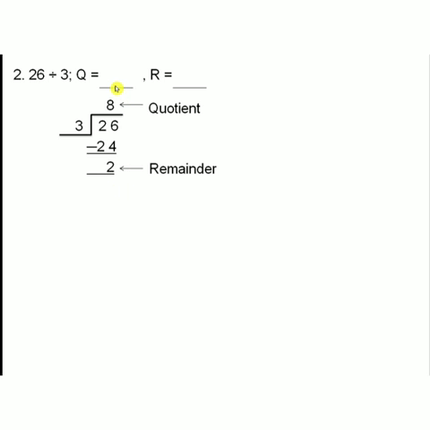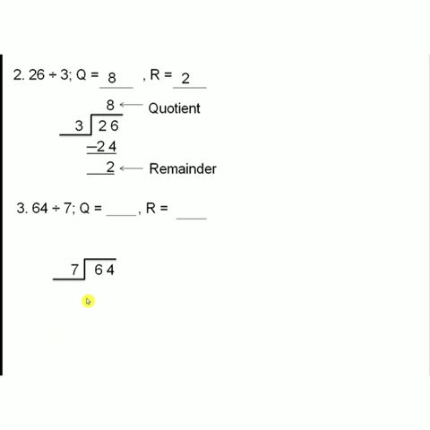So fill in the blanks: quotient is 8 and remainder is 2. Next, 64 divided by 7. Quotient is equal to dash and remainder is equal to dash. We need to find out the quotient and remainder. Next, here 64 is the dividend and 7 is the divisor.